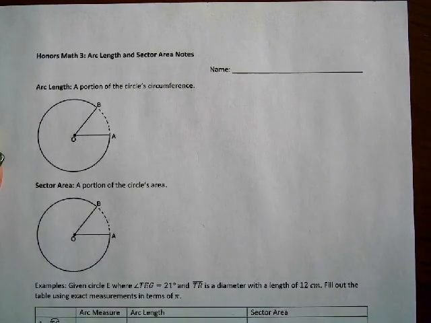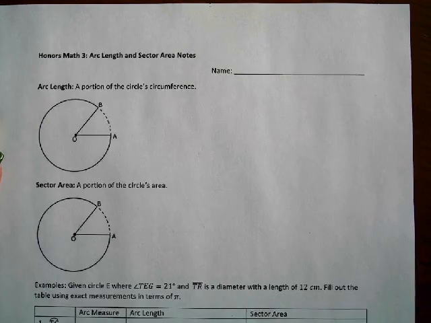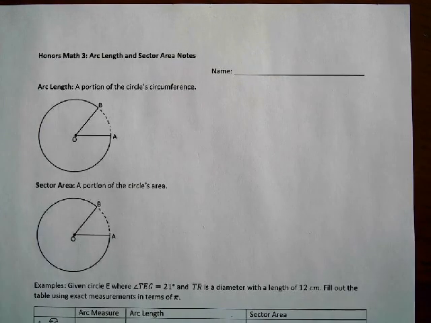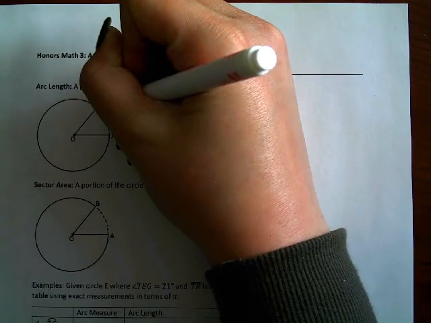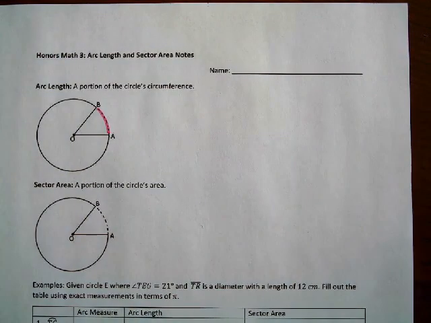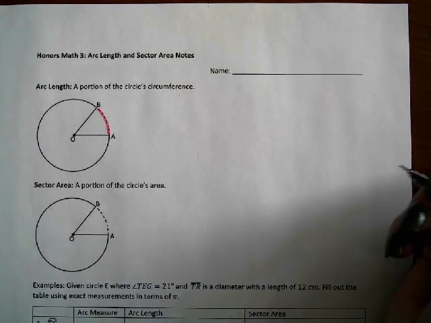All right, next in the unit, we're going to talk about the length of an arc and the area of a sector. So for the length of an arc, we are talking about this length right here. So we're going to talk about the length of the arc from A to B.